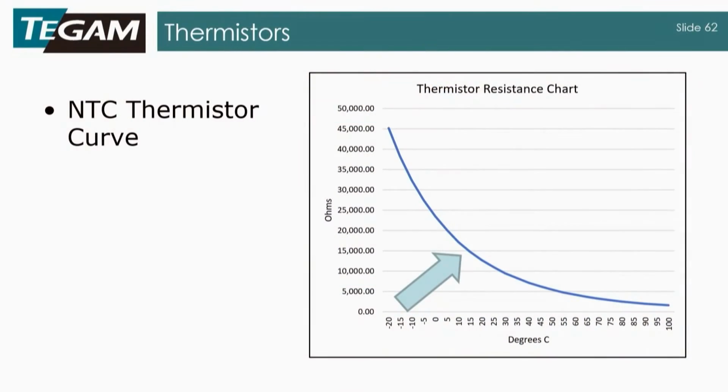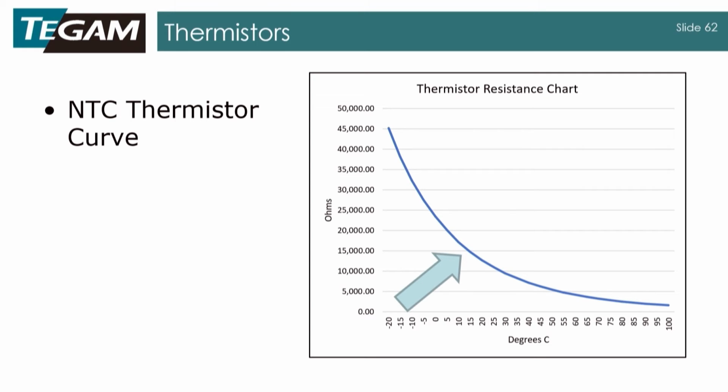One of the real values is that they exhibit a very large resistive change over their operating range. Let's go to this slide. You can see this one is a 10K, specified at basically room temperature, 25 C. This is a 10K thermistor, and you can see when you get down to zero, you've almost doubled the resistance of it. So it's a very large change.